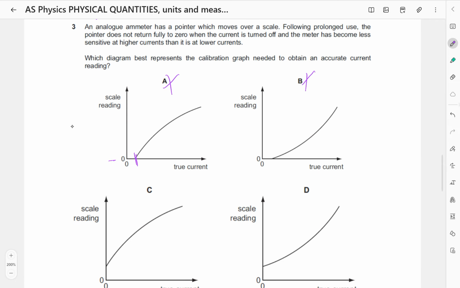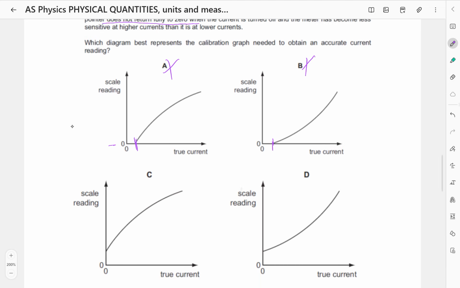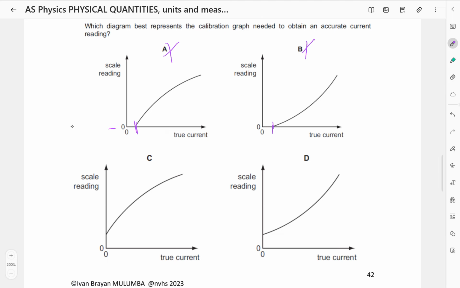Even this one is showing there is a current when there is no scale deflection. But they say the pointer does not return fully to 0 when the current is turned off. That means when the current is turned off, the pointer will go back to a certain value on the scale, which is actually going to be the y-intercept. So our graphs should start with the y-intercept. They should have a y-intercept.